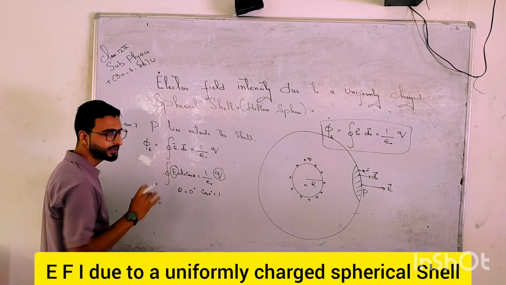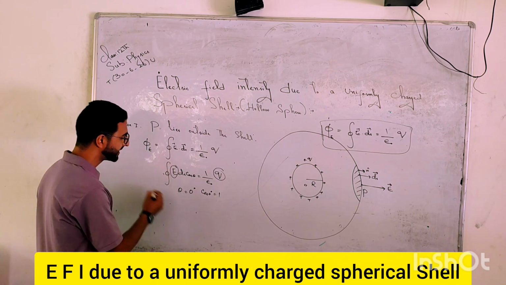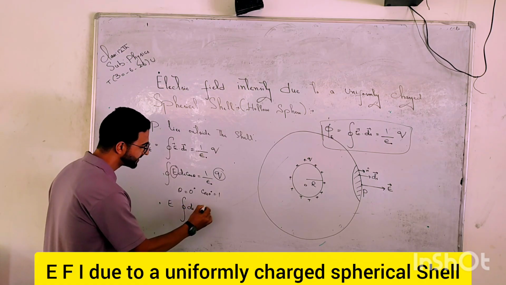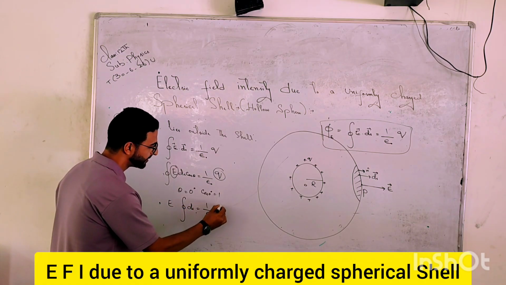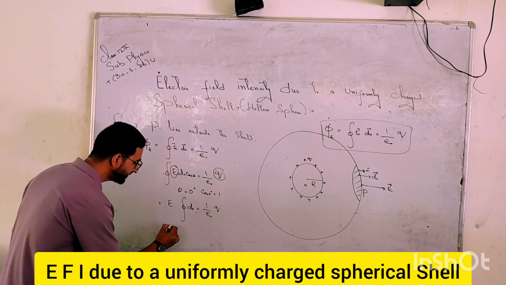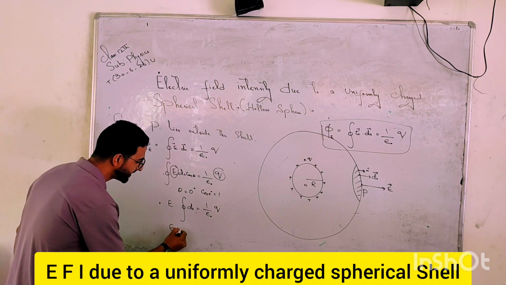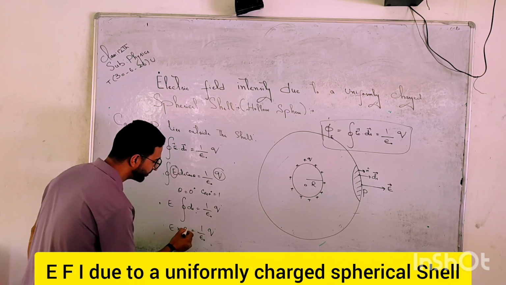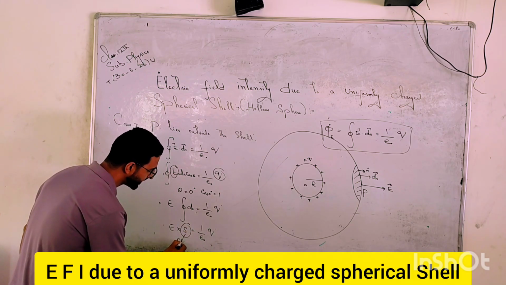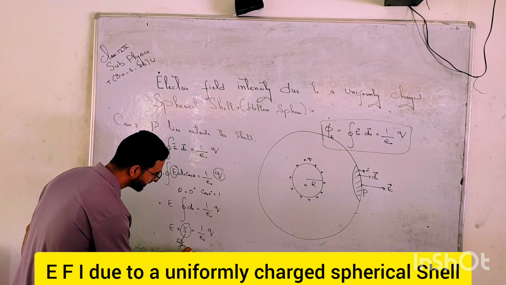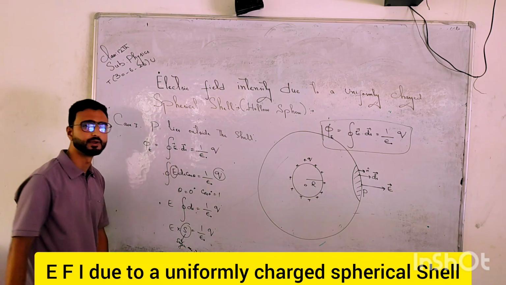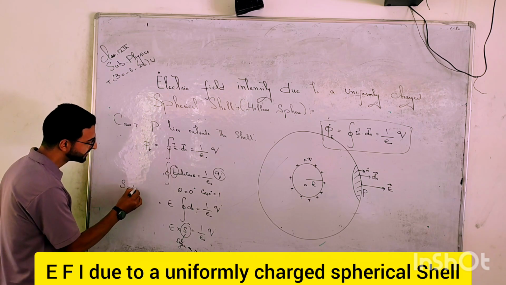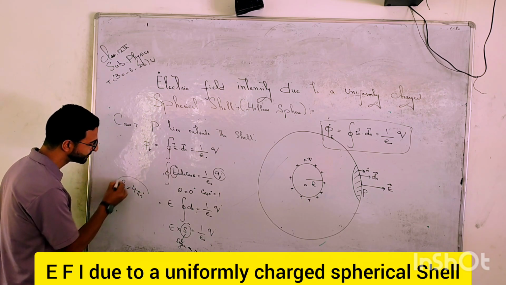Now the electric field intensity at point P is uniform, so I can take it out of the integral. So this is E times the integral of ds, equal to 1 by epsilon naught q. You are getting it now? What is the integral of ds equal to? It is equal to S. What is this S? It is the surface area of the Gaussian surface. So what is the surface area of the Gaussian surface equal to here? This is 4 pi r square.